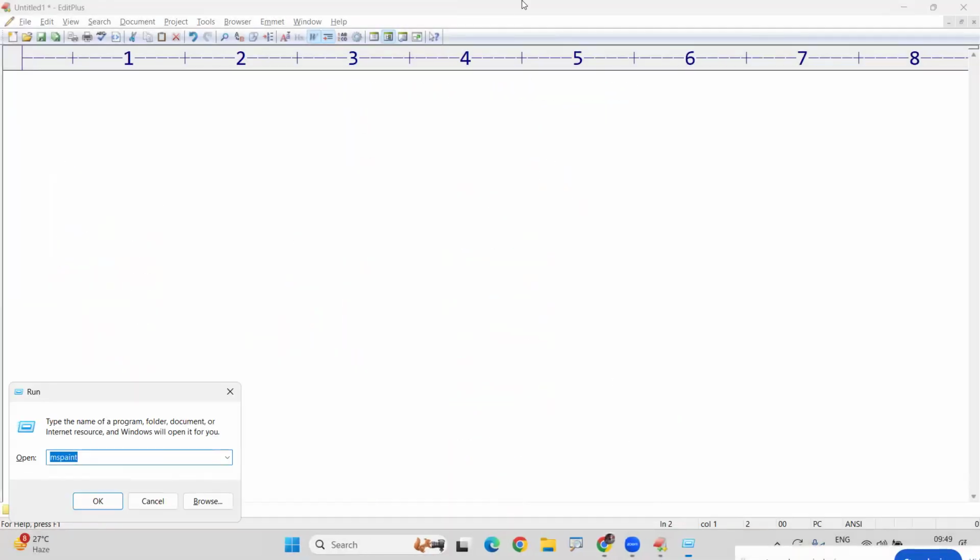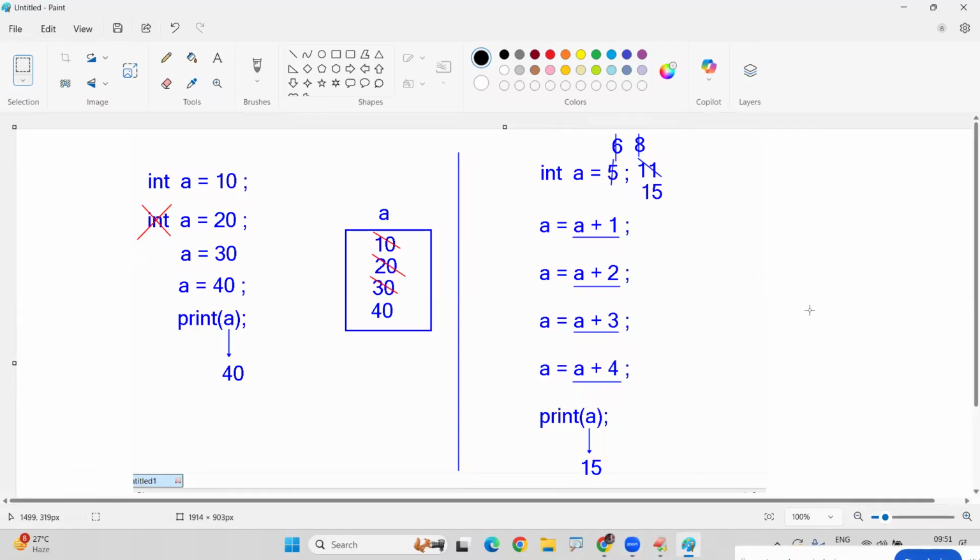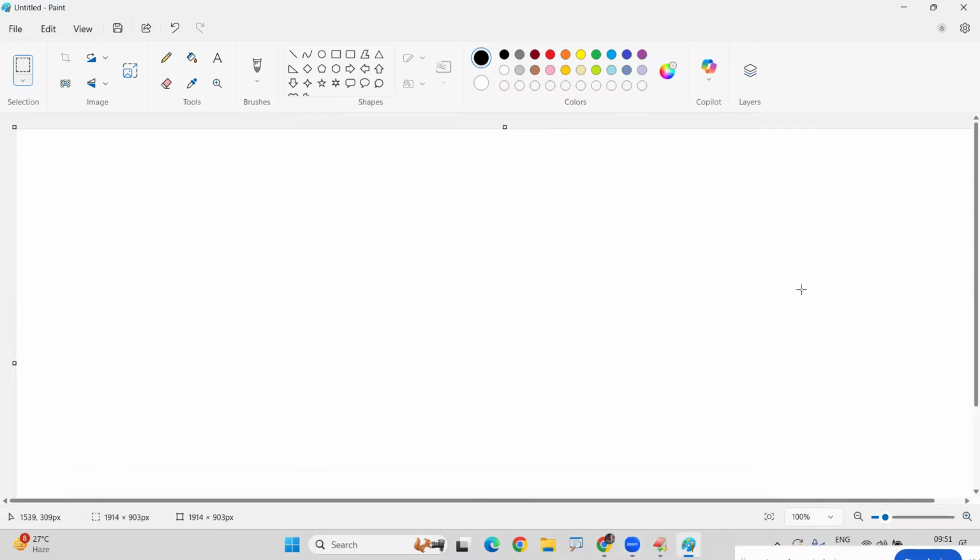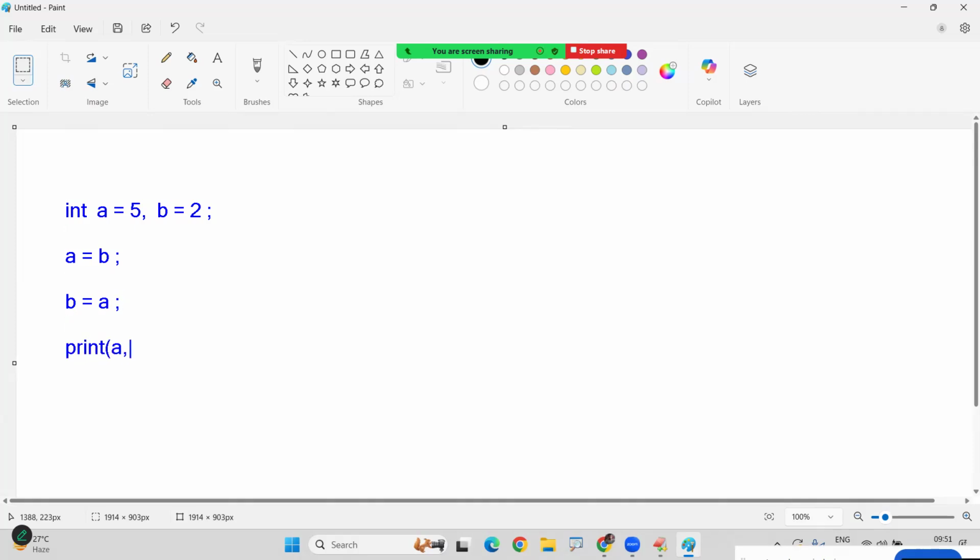Let me change the location. Let me ask you some questions. Please note down these questions and try to write the answers. Easy things with the arithmetic operations only. First, I'm taking two variables. a equals to 5, b equals to 2. I'm writing a equals to b and b equals to a. Finally, I'm printing the a and b values. Consider this is one code.